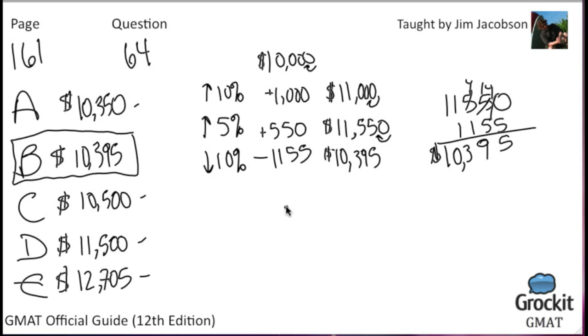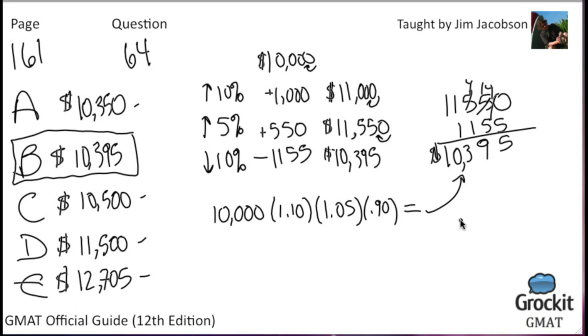You could have also just multiplied the whole thing out. So starting out with 10,000 times a 10% increase. So that's 110% of what it used to be. Then multiplying that times a 5% increase. And then multiplying that times a 10% decrease, where it would be 90% of what it was. If that type of math comes more easily to you than what I just did, then you should definitely do that. I personally would have found this to be too much trouble, but your mileage may vary as always. So it still ends up coming out to be the exact same number, however you do the problem.